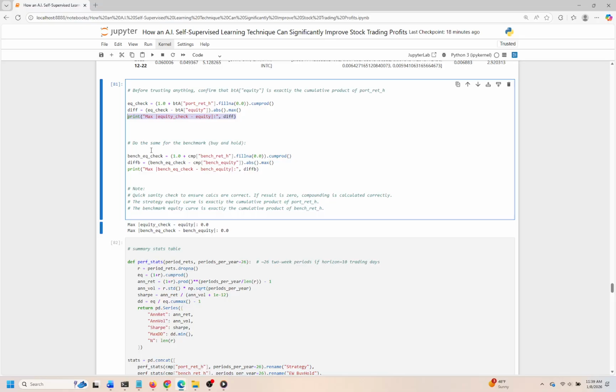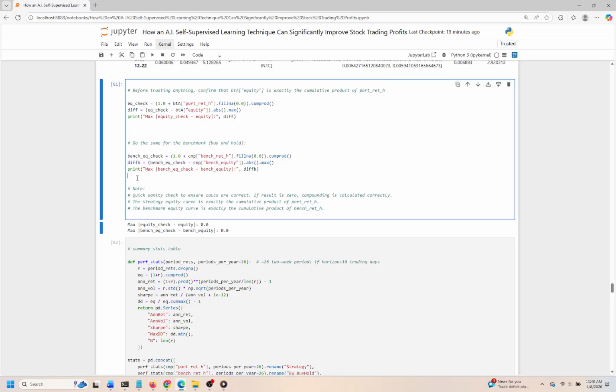Next, we use an absolute difference measure to quantify how far off our calculated equity is from the stored equity, capturing the maximum difference for a clear indication of errors. If this value is 0, we can be confident that our compounding calculations are correct. We proceed with a similar verification for our benchmark against the benchmark's buy and hold returns. Here, we again compute the cumulative product of the filled benchmark return data and examine how it compares to the indicated benchmark equity. Once again, we're looking for discrepancies to ensure our results align with expectations.